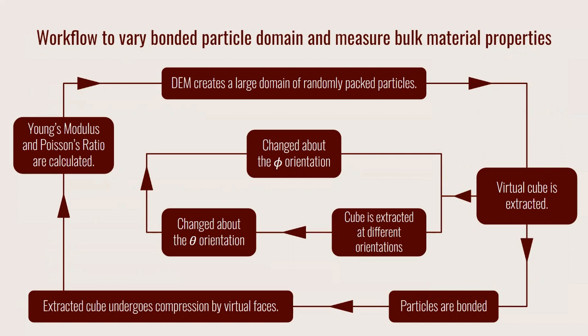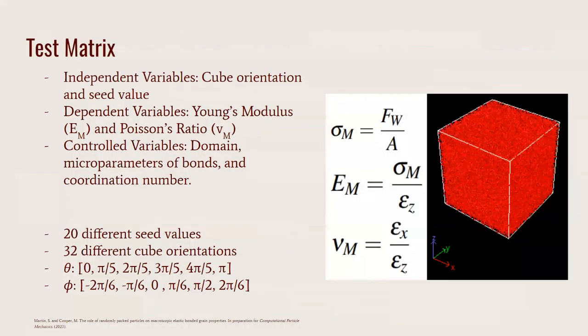After compression, Young's modulus and Poisson's ratio are calculated. In order to understand the relationship between mechanical and geometric isotropy, the virtual cube is extracted in different orientations. This is done to maintain a nearly consistent arrangement of discrete particle elements while modifying the geometrical relationship between the bonded network and the virtual cube faces. The independent variables of this research are the virtual cube orientation and seed value to initiate the random particle packing process. The seed value is generated randomly in the code.